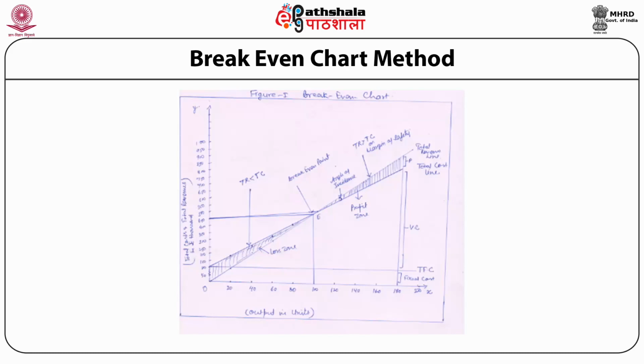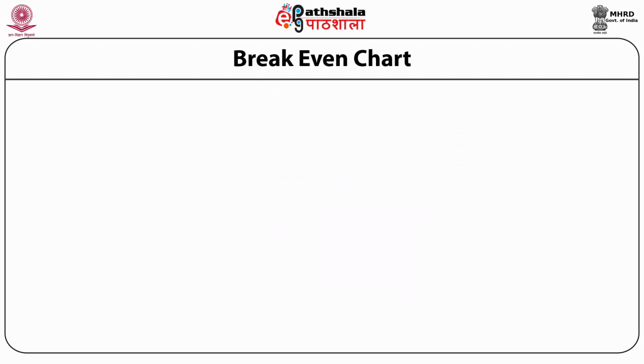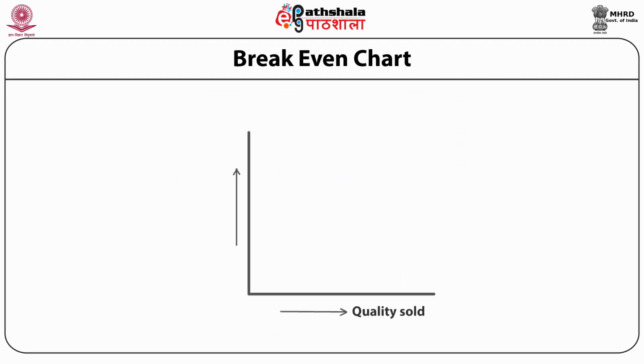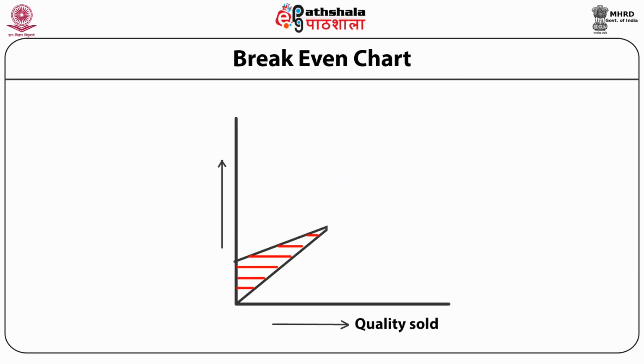If the company produces below the break-even point, the area shaded is the loss area. If it produces beyond the break-even point, the area shaded is the profit area. With the help of break-even charts, we can also find the break-even point of the company. The break-even point is also explained with the help of this figure.